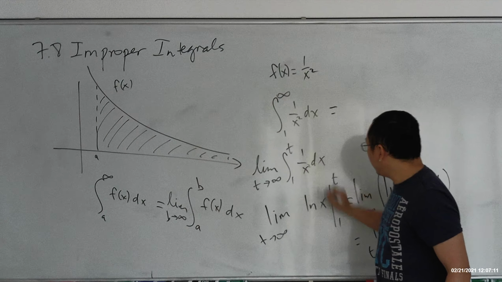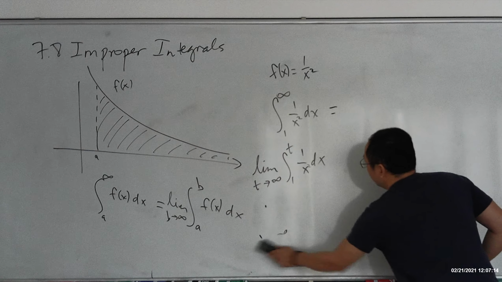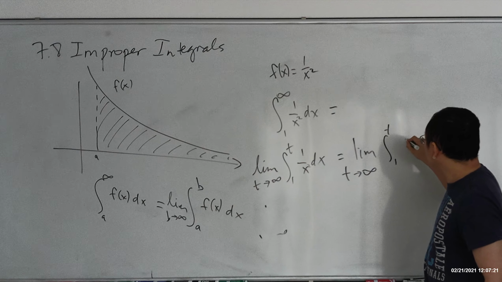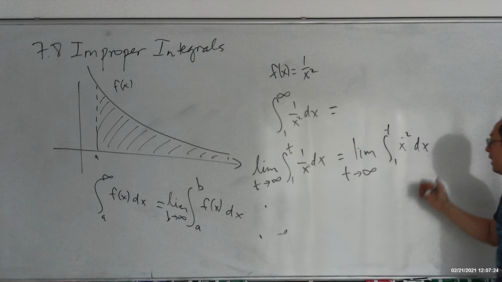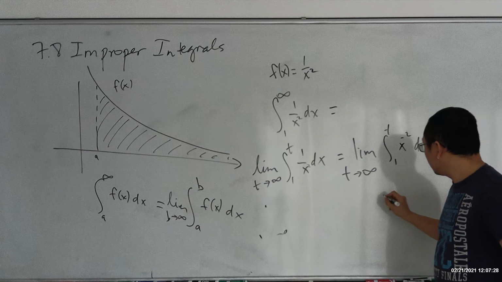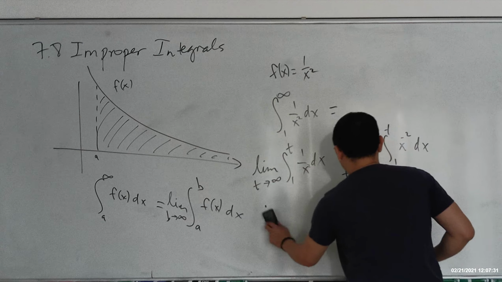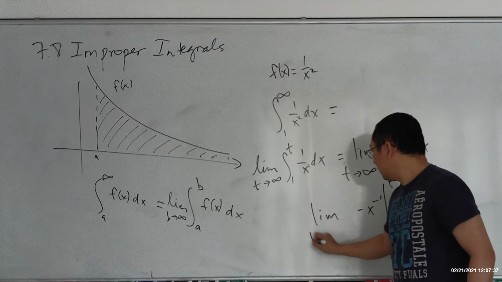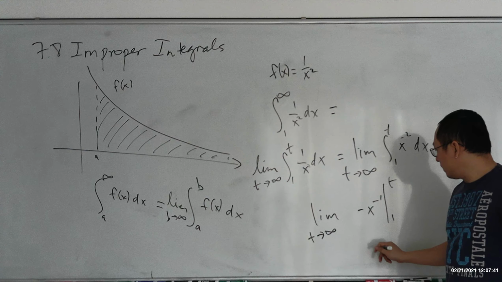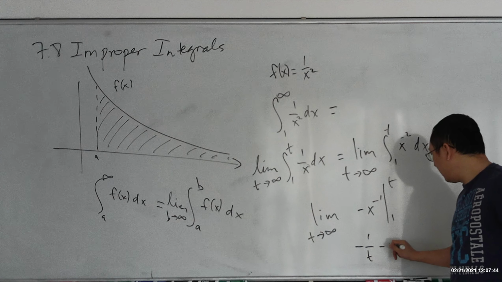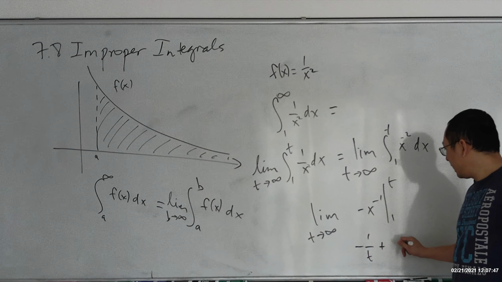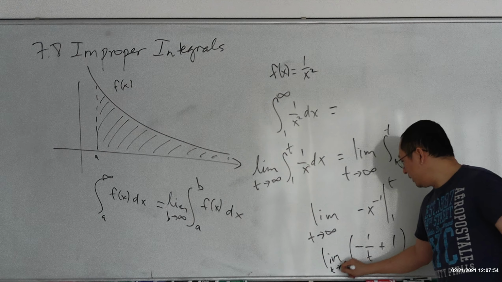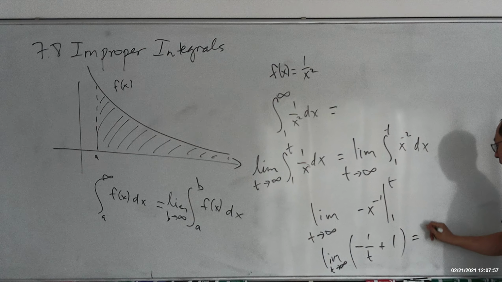Same idea right here. This is the limit as t goes to infinity of the integral from 1 to t of x to the negative 2 dx. Now it's not ln anymore. It's going to be the power rule applied. So add 1: negative x to the negative 1, running from 1 to t, and then take the limit as t goes to infinity. And this is what? Negative 1 over t minus, with the minus becoming plus, negative 1 over 1, so plus 1, and take the limit as t goes to infinity. You know that 1 over t goes to 0, so the limit is equal to 1.